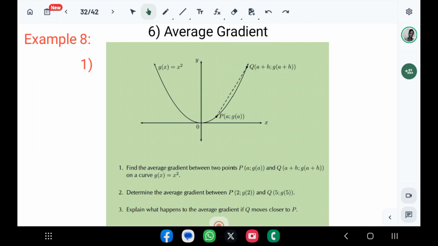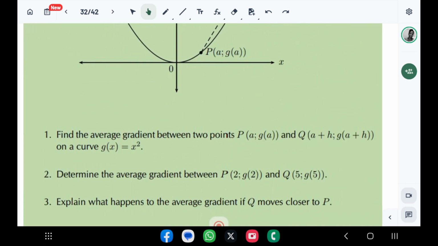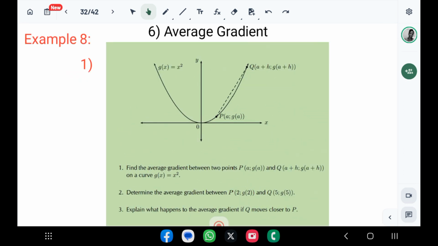Now let's look at the average gradient. The question says, find the average gradient between 2 points, P(a, g(a)) and Q(a plus h, g(a plus h)) on a curve g of x equals x squared, and then determine the average gradient between P(2, g(2)) and Q(5, g(5)). Explain what happens to the average gradient if Q moves closer to P. Let's start with the first one.